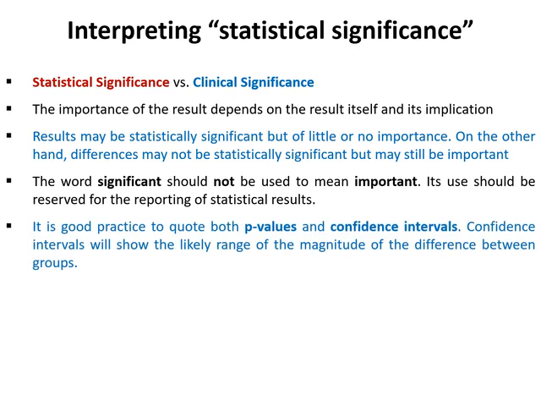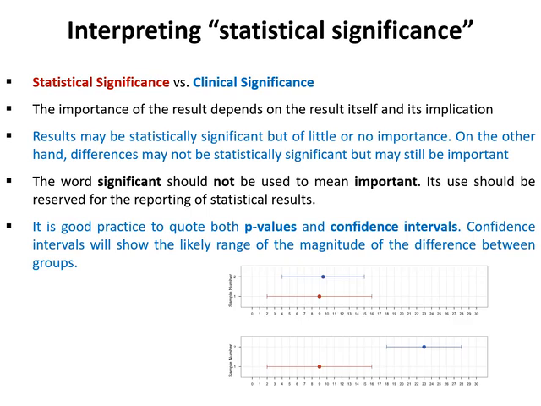It's good practice to use both the p-value and the confidence interval, because the confidence interval is the range that can show you the difference between your groups. Therefore, your clinical difference is related to this range.